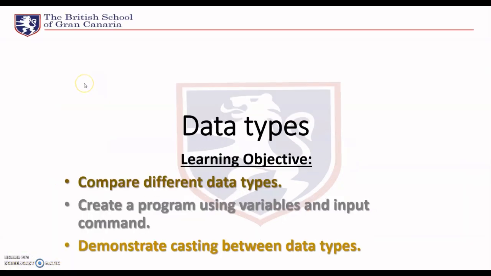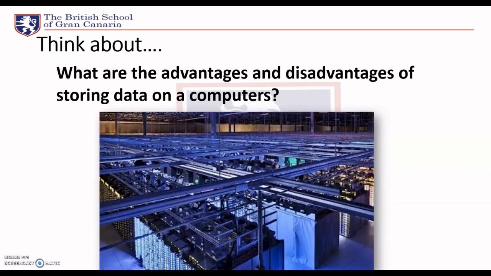So, from the beginning. Right, what you're going to look at today is different data types in Python. You're going to create a program using variables and input commands and demonstrate the casting between different data types. Firstly, think, what are the advantages of storing data on a computer? When you store stuff on, for example, Google Cloud, it goes to a massive server room like this. So what are the advantages of that?